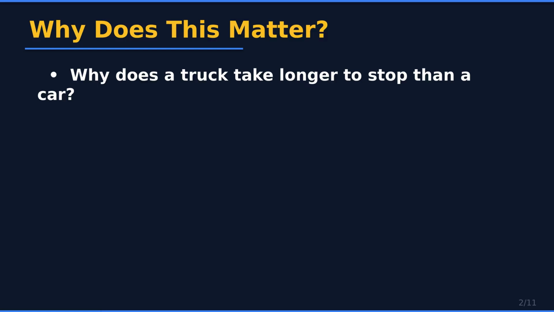Let's recap. Newton's second law, F equals ma, connects force, mass, and acceleration. Force and acceleration are directly proportional. Mass and acceleration are inversely proportional. Force causes changes in velocity, not velocity itself. And you can rearrange the equation to solve for any variable. You now have the tools to solve real physics problems. Great job!